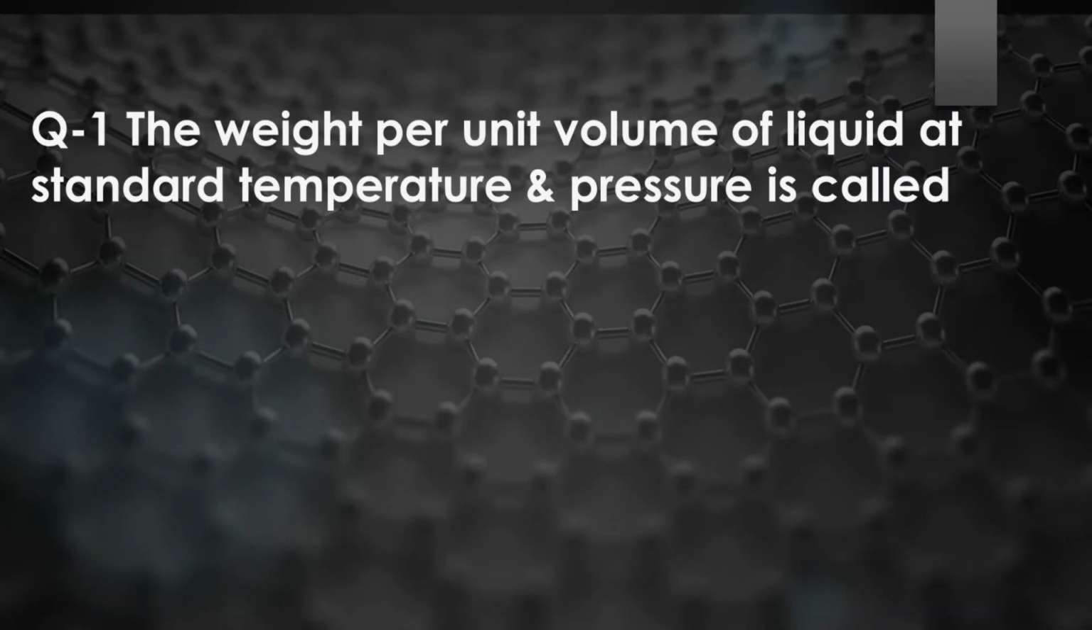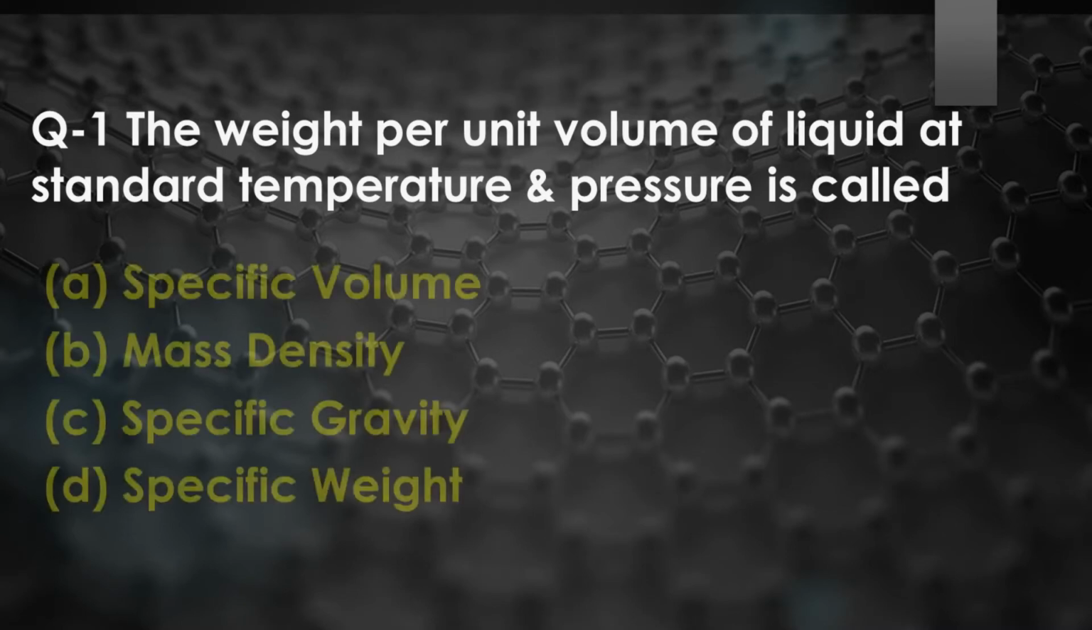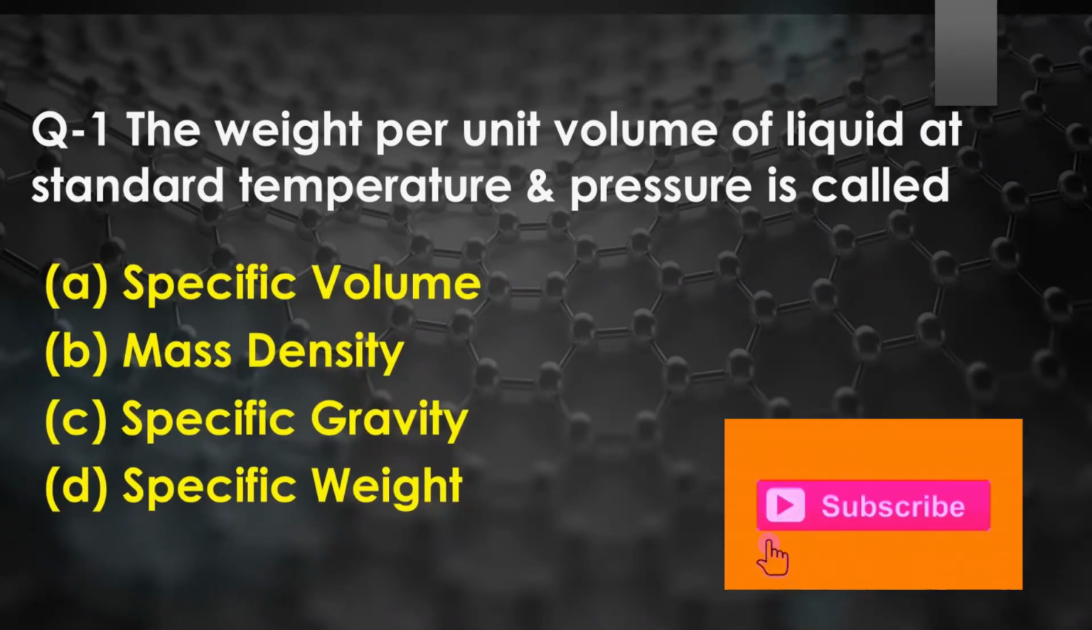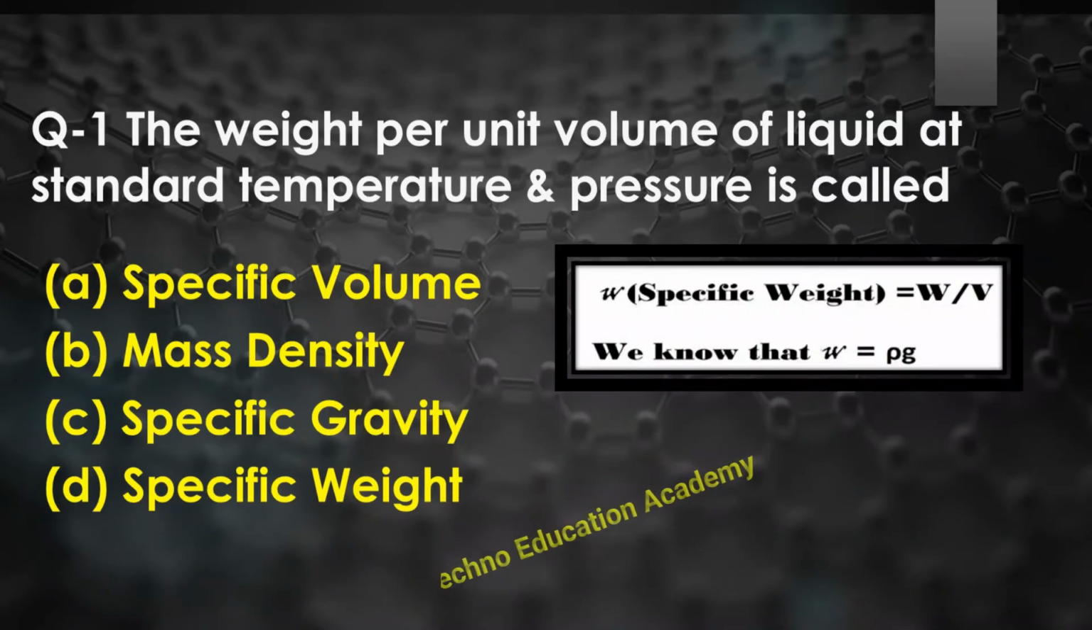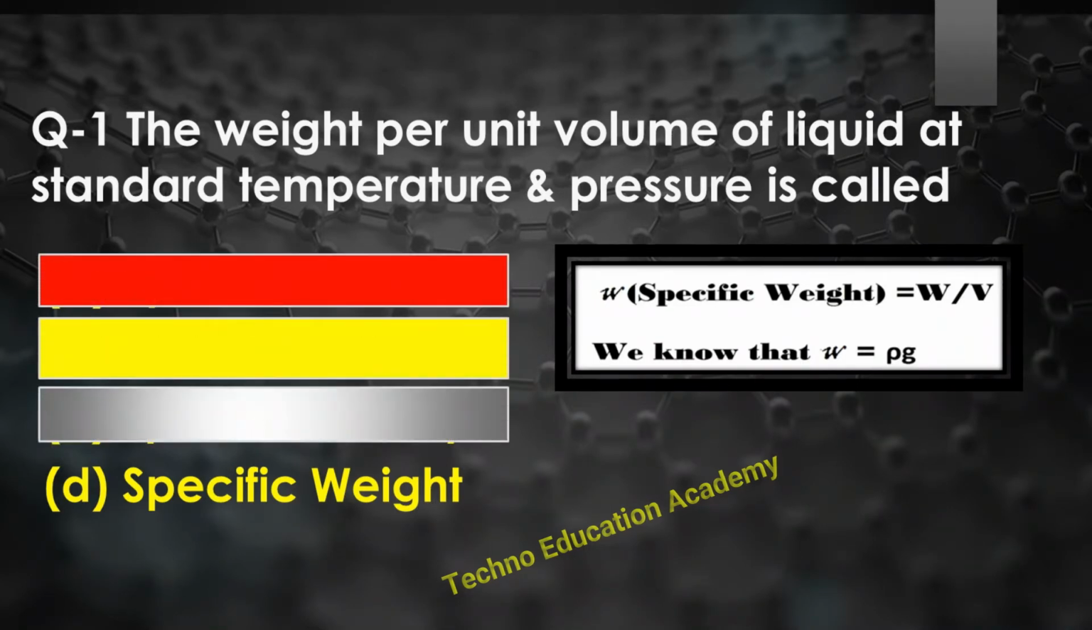The weight per unit volume of liquid at standard temperature and pressure is called: option A, specific volume; option B, mass density; option C, specific gravity; option D, specific weight. We know that specific weight is the ratio of weight per unit volume, and it is also written as specific weight equal to rho g. So here the right answer is option D, specific weight. The ratio of weight per unit volume is called specific weight.